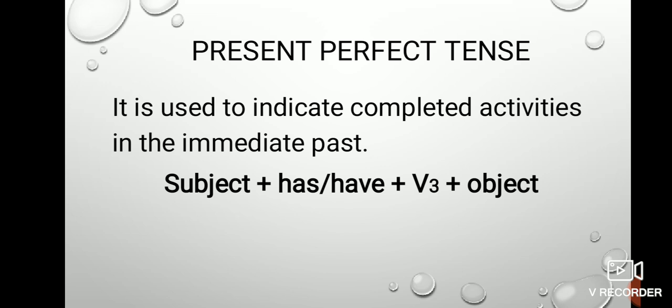Among the forms of the verb, what are the things we have studied? Present tense, past tense and past participle, right? You have to use only the third form of the verb. For example, eat is the verb, meaning eat, ate, eaten. Only eaten you have to use.